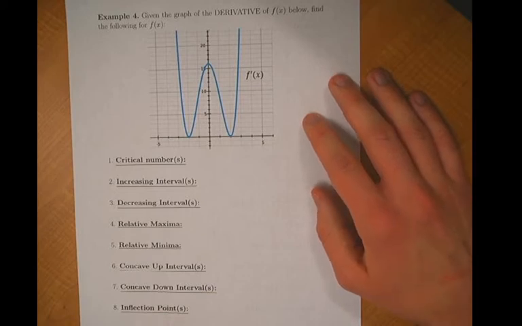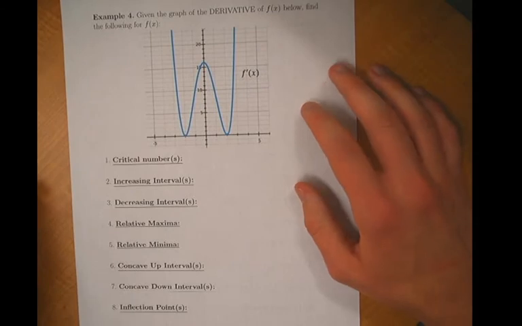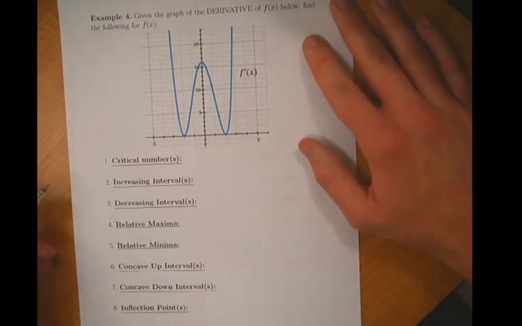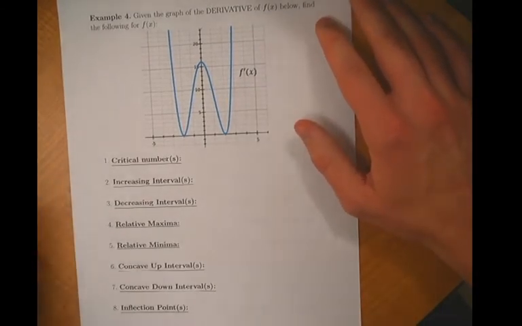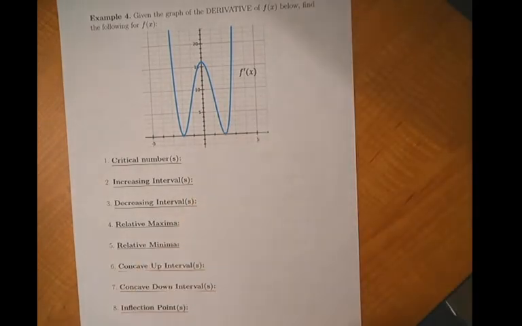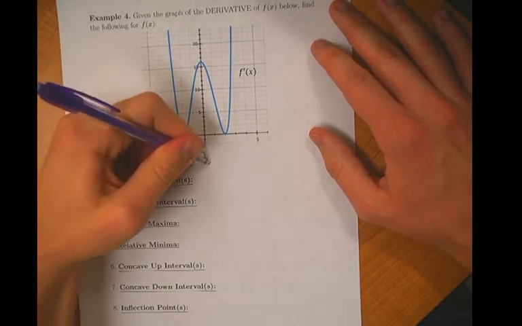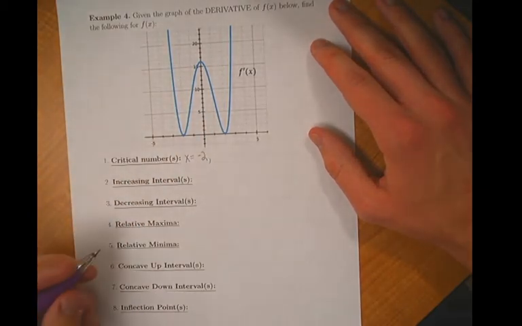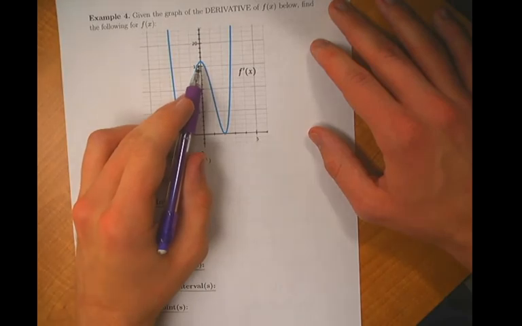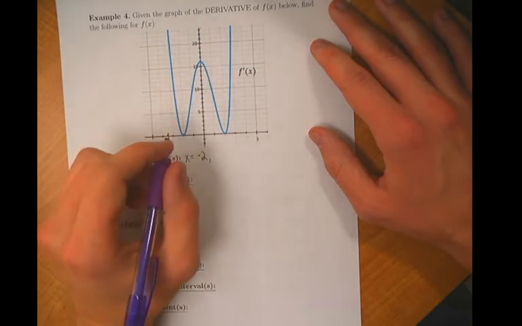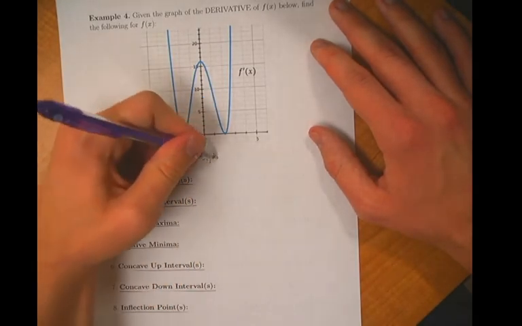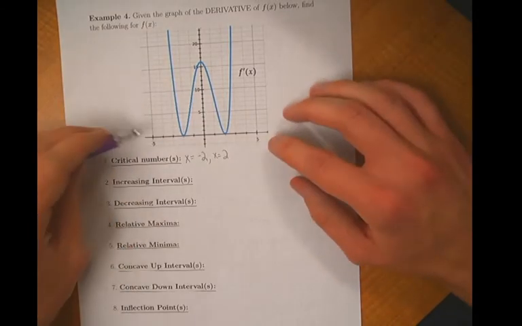Okay, so let's go ahead and reconvene. For the first problem, let's go down the line. What did you get for the first one? Yeah, so critical numbers, what'd you get? X equals -2, 0, and 2. Where are you getting 0 from though? Well, just X equals -2 and 2. Yeah, because remember, for the critical numbers, we only care about when it touches the x-axis.